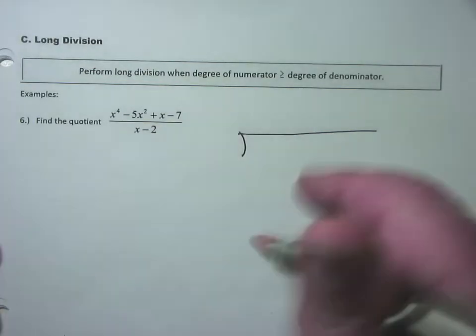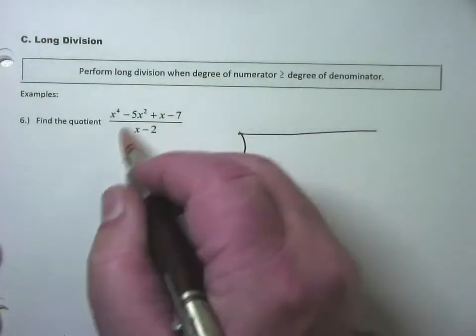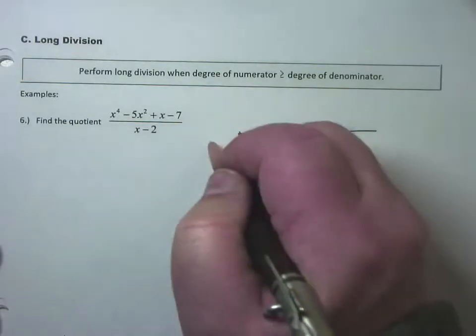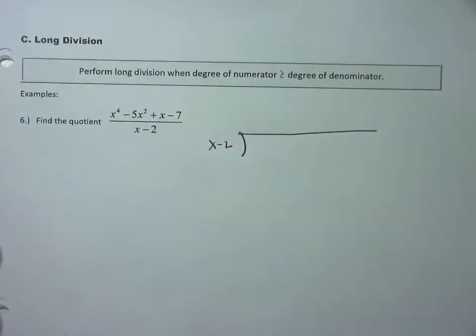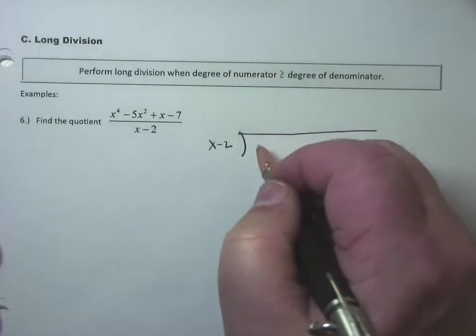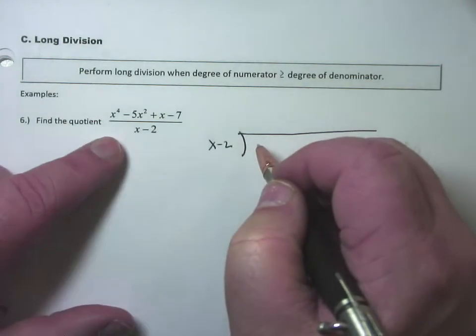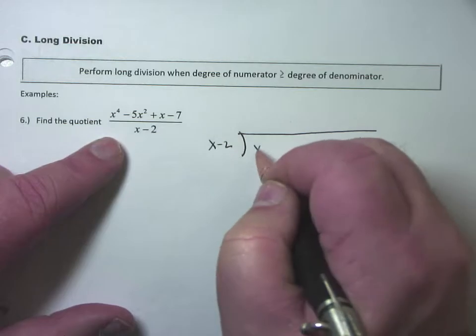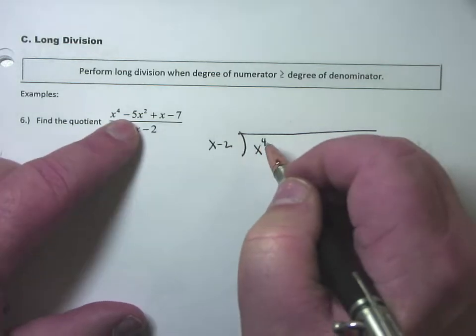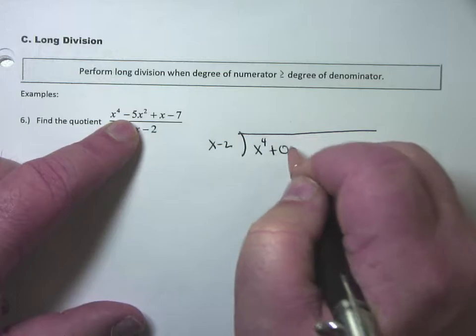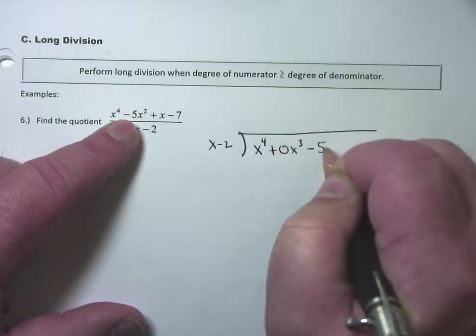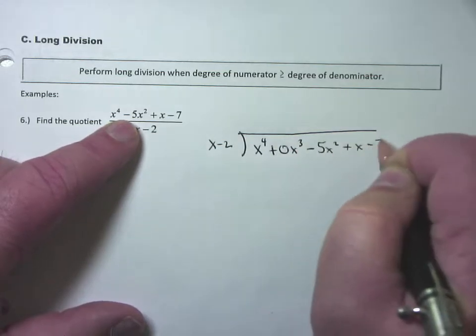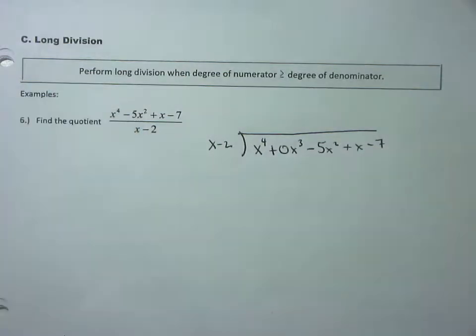The dividend is the numerator. The divisor is the denominator. So my divisor is x minus 2. My dividend goes inside my bracket here, and notice something, there's a term missing. It's x to the fourth, but there is no x cubed term. So you put plus 0x cubed minus 5x squared plus x minus 7. If you got a term missing from the degree term all the way down to the constant, you put zeros in there. So now we're going to play the long division game.